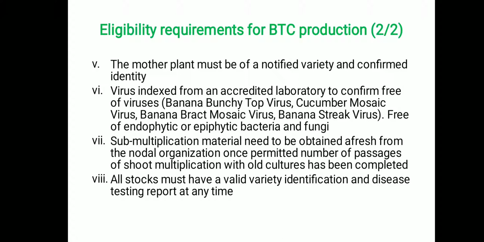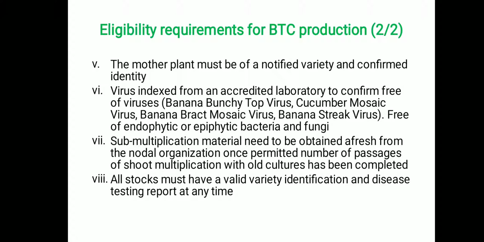The mother plant must be purchased from notified varieties, with confirmed identity, origin and date of purchase. It is virus indexed by sending samples to accredited test laboratories to confirm the mother plant is free of virus. Especially banana bunchy top virus, popularly known as BBTV, cucumber mosaic virus or CMV, banana bract mosaic virus or BBMV, and banana streak virus or BSV are indexed, and virus free plants are used. In addition, plants free of endophytic or epiphytic bacteria and fungi are also used.